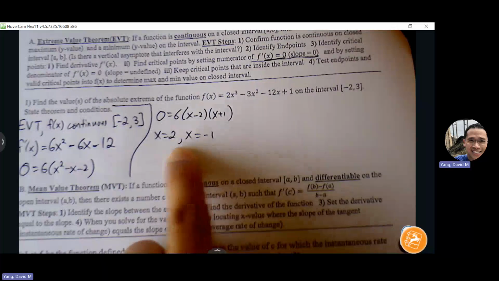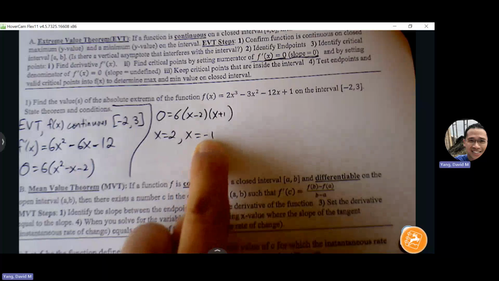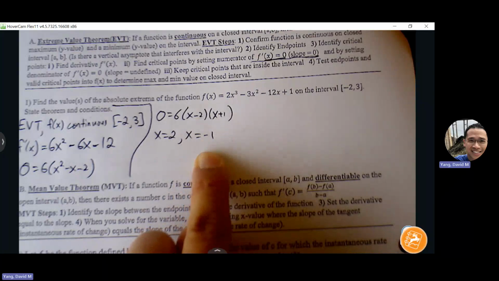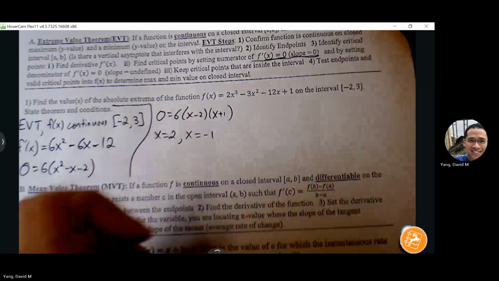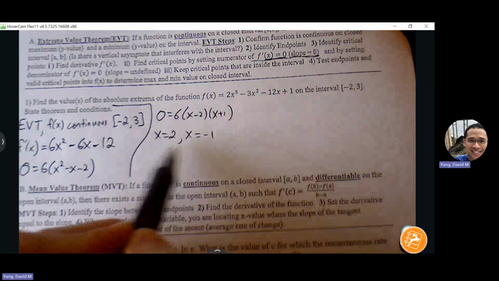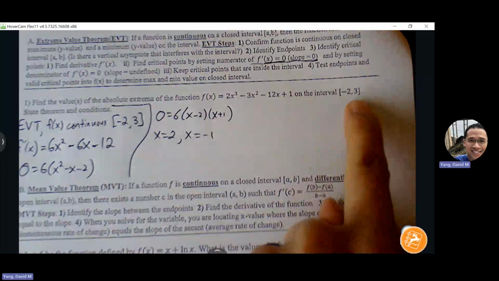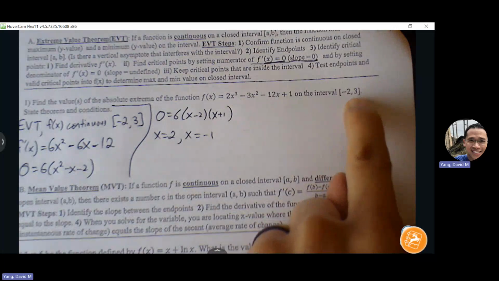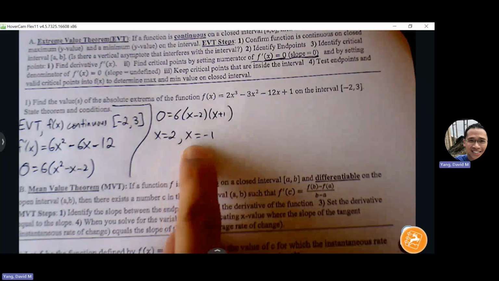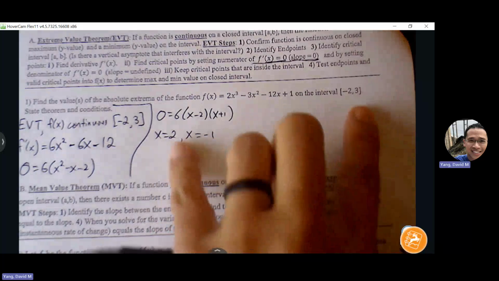Now, are both of these valid candidates for our EVT process? Where do these critical points have to live? Yeah, between the interval, right? So if it's outside the interval, then it's not part of our problem, right? So 2 is between -2 and 3. That's good. So is -1. So we have 4 points to test.